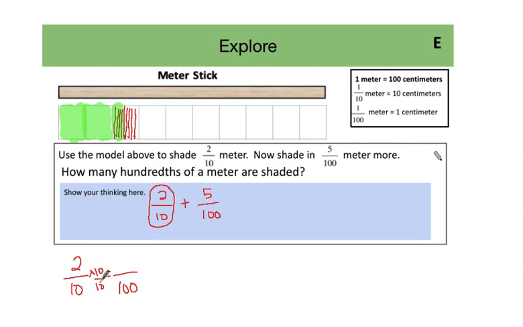So I need to do 10 times 10 to get to 100. So whatever I do to the denominator, I have to do to the top. So 2 times 10 is 20. So now I can go ahead and change this sentence slightly to 20 hundredths plus 5/100ths. And the reason that they're equivalent is if I took these two parts and broke them apart into 10 parts each, well, now I have 10 and 10 more parts. And then the 5 more parts would give us the sum, the answer to the addition problem, of 25 hundredths.